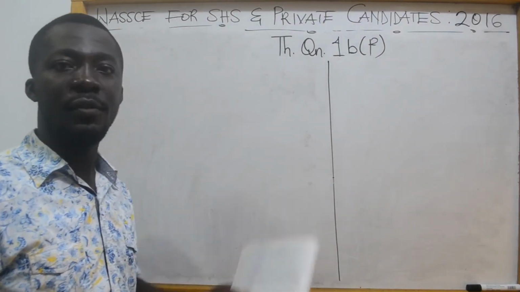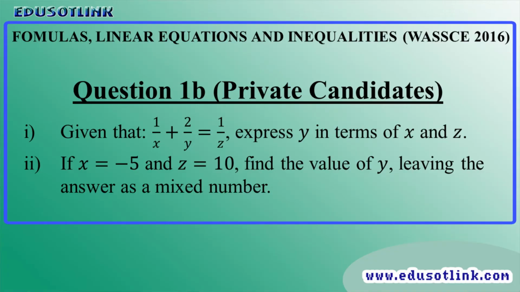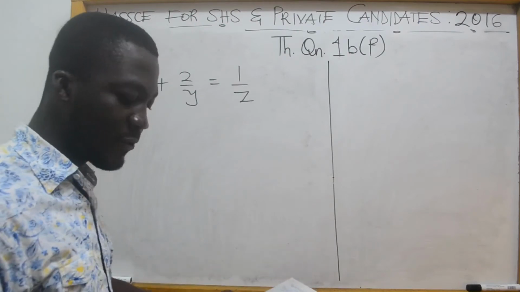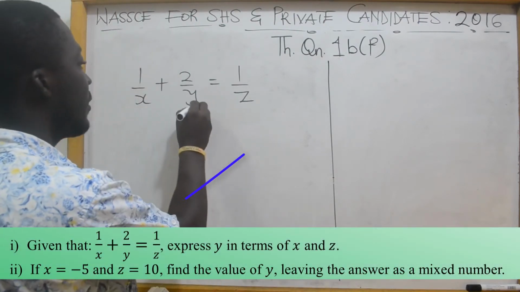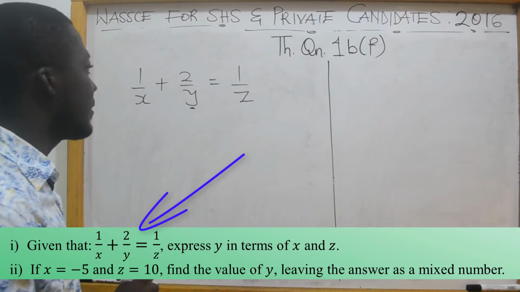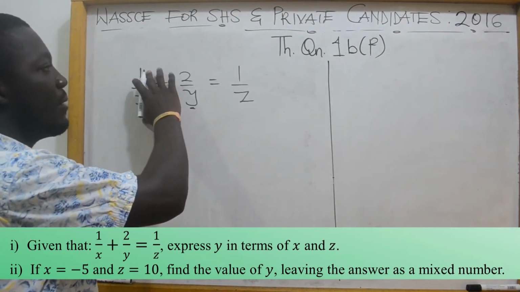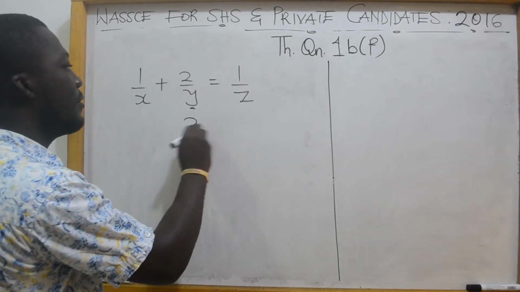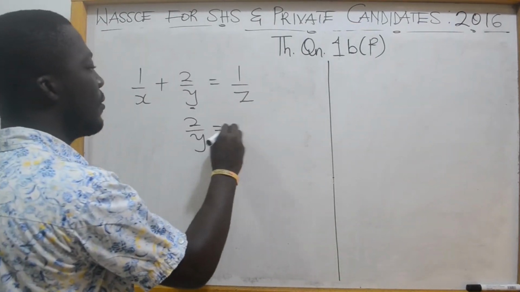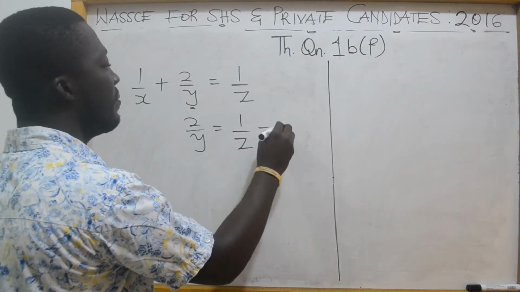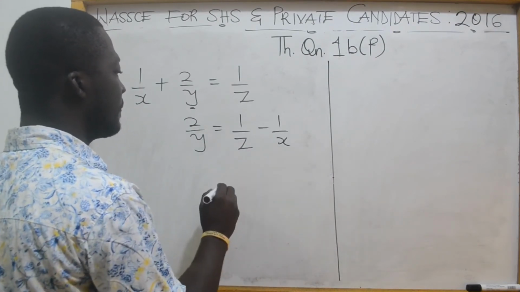Theory question 1b for private candidates. It says given that 1 out of x plus 2 out of y is equal to 1 out of z. You should express y in terms of x and z. So you should make y the subject. So to make y the subject, we transpose the term without the y to the right hand side. We are going to get 2 over y is equal to 1 over z minus 1 over x.